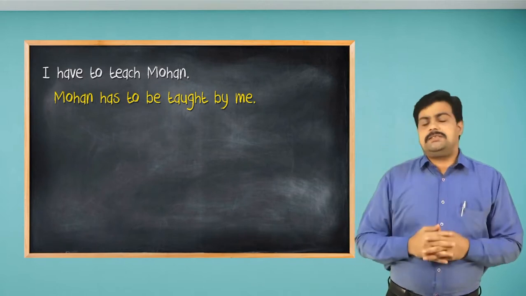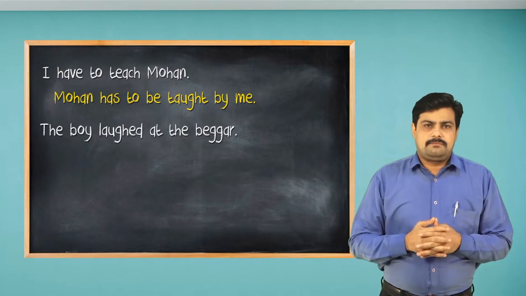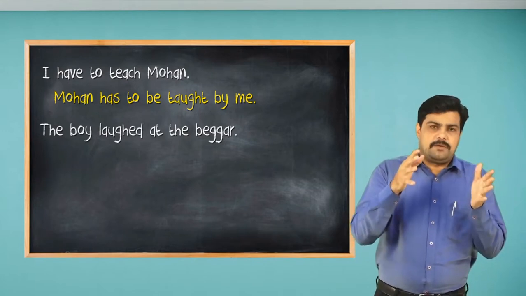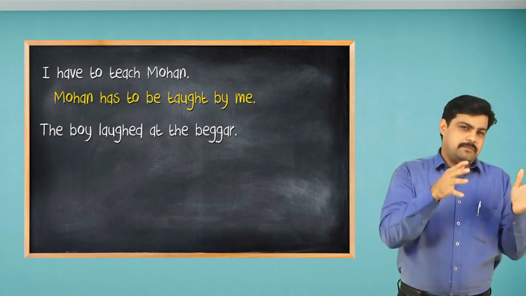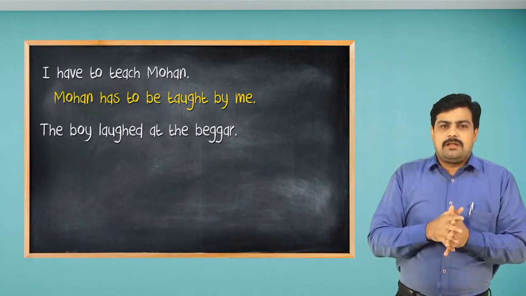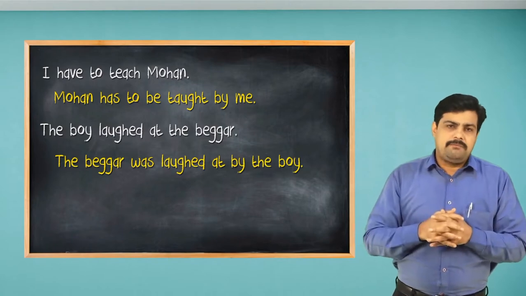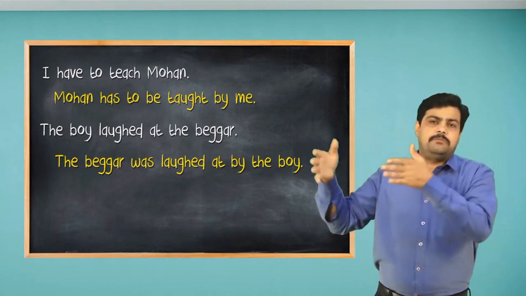Let's take another sentence. The boy laughed at the beggar. Well, in case there is a preposition just after the verb, we use it just after the verb. Okay? For example, the passive voice of the same sentence, the boy laughed at the beggar, would be, the beggar was laughed at by the boy.